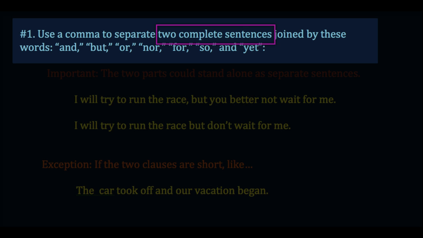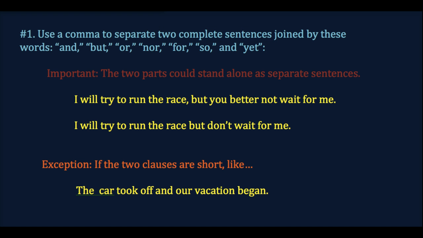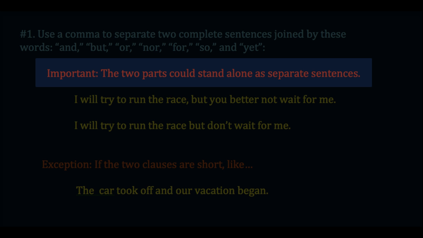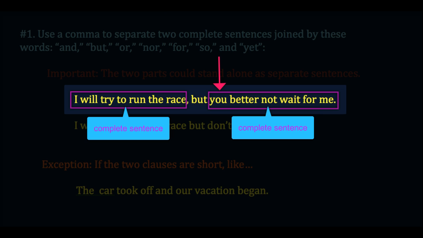Starting with this really important one: use a comma to separate two complete sentences. I repeat, two complete sentences, joined by words like and, but, or, nor, for, so, and yet. To repeat, this is important. The two parts could stand alone as separate sentences, like "I will try to run the race, but you better not wait for me." That could stand alone: you is the subject, wait is the verb.